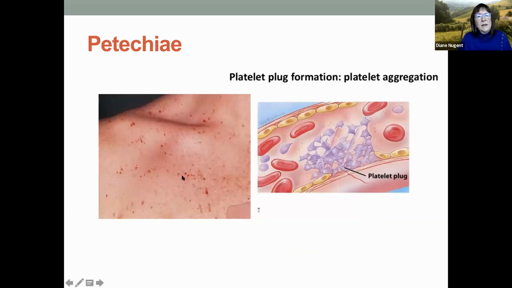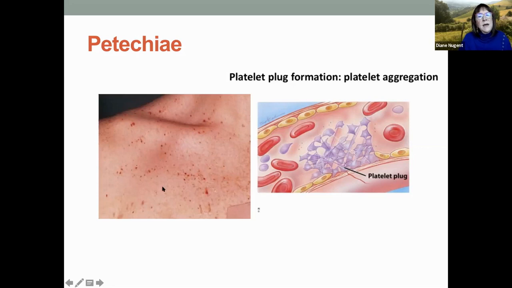So many patients note something called petechiae. These are little dots. We see them when the platelet plug does not form fast enough. And what happens is that the red cells actually escape. So these are little areas where red cells have escaped out into the skin before the platelet plug has formed.